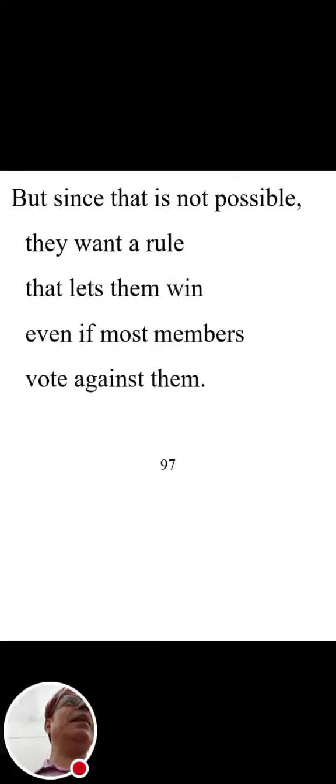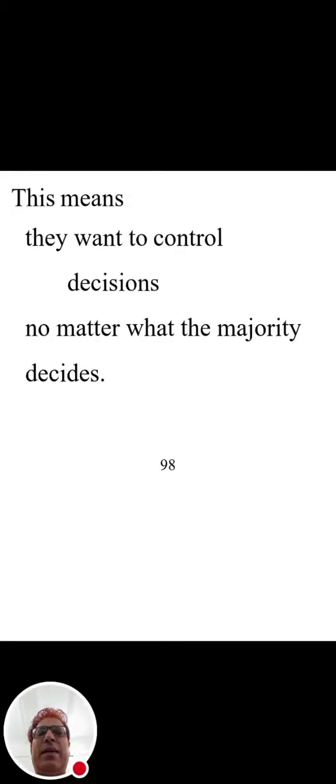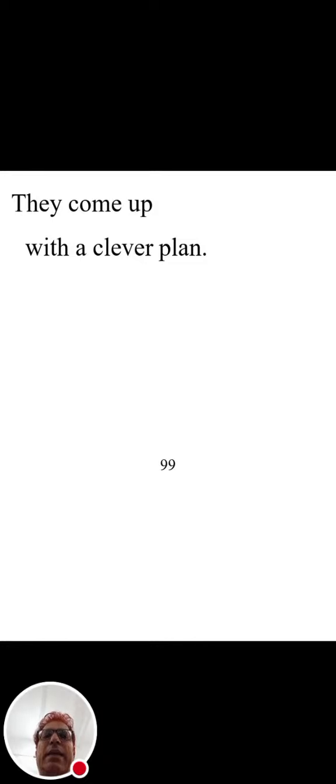So they come up with a very cunning, smart suggestion. Since that is not possible, they want a rule that lets them win even if most members vote against them. This means they want to control decisions no matter what the majority decides. They come up with a clever plan.